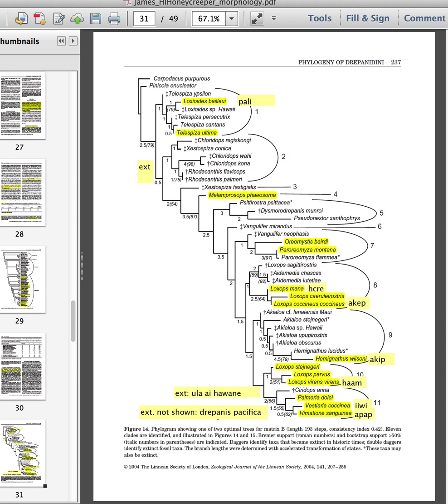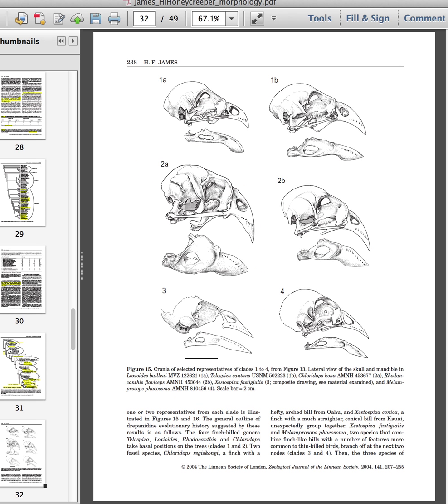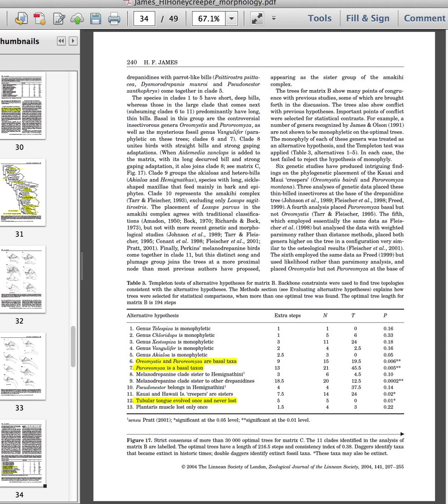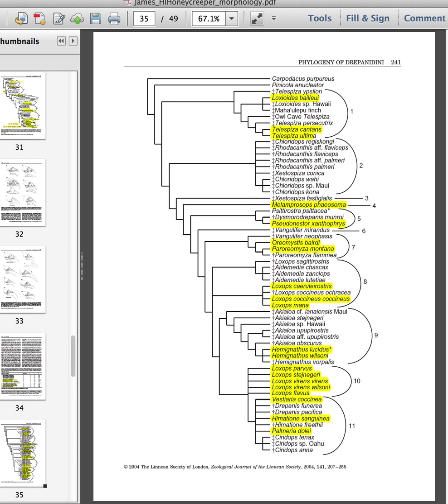Oh, and then she's going to show you these figures, and there are species numbered 1 through 11 to show you what type of skull morphology is present in those different clades. It'd be nice to see these skulls right next to the clades on the tree, I think. Again, here's another testing of alternative hypotheses. We get into things like the tubular tongue, which is a great trait found within the honeycreepers.